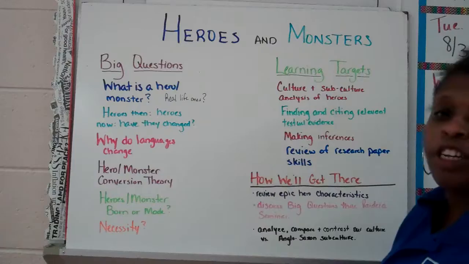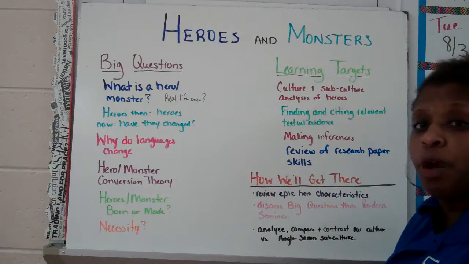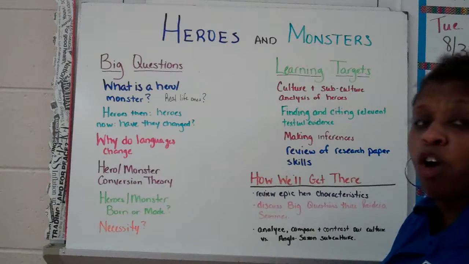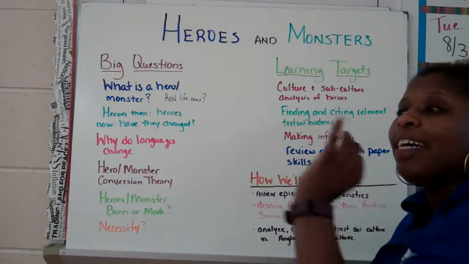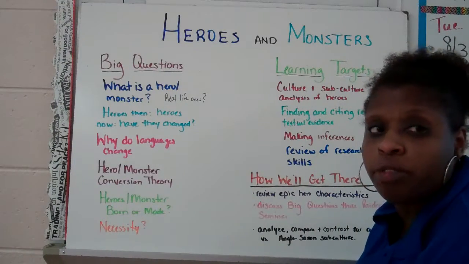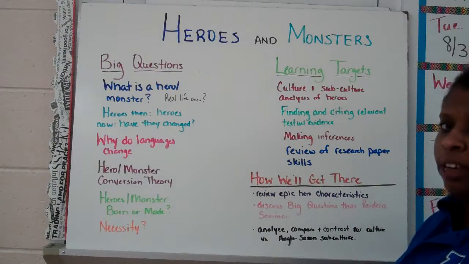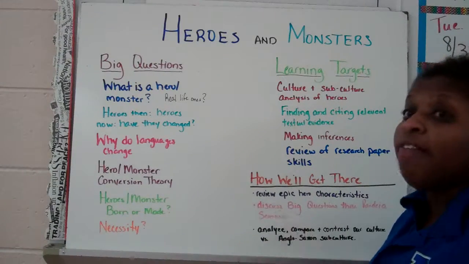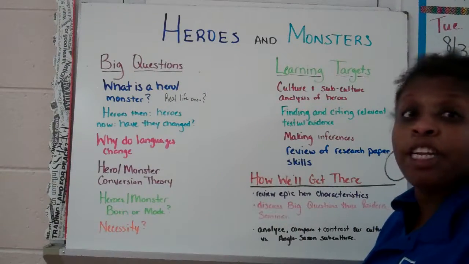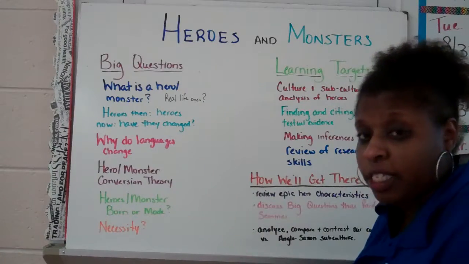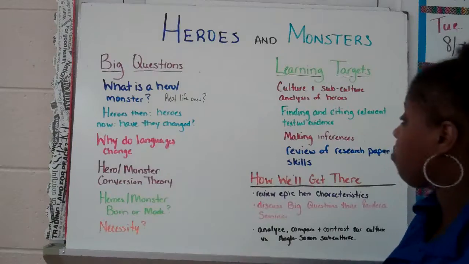Next, we're going to discuss learning targets. First, we're going to talk about the culture and subculture analysis of heroes. Depending on the region of the world, that hero could have different attributes and traits that are gendered and aligned to that culture. In America, we like our heroes to be good-looking, strong, and brave. But in Indian culture, they like their heroes to be full of ethics and morals. In British culture, which is our focus, they like their heroes to be chivalrous and sacrificial.